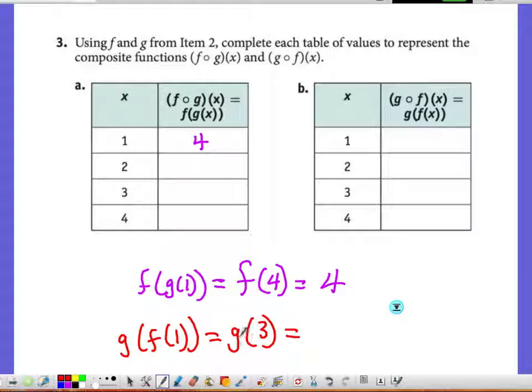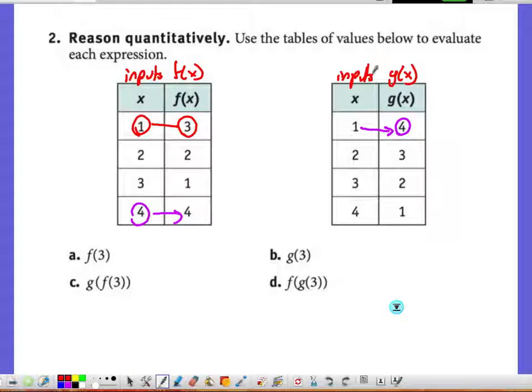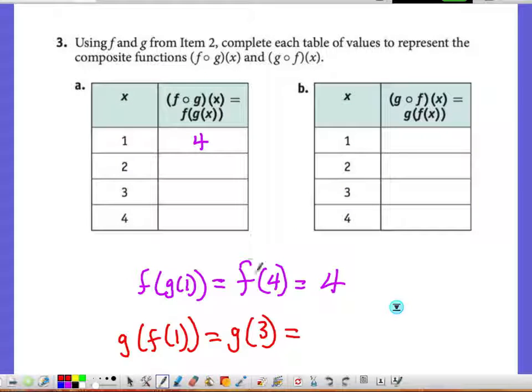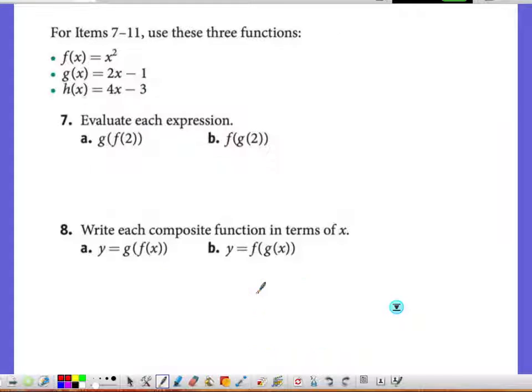And now what I want to do is find g of 3. Here's my function g of x. Here's my input of 3. And it tells me that the answer is 2. And so my answer is going to be 2. And that's how you evaluate the composition of two functions. I'll leave it up to you to find the rest.